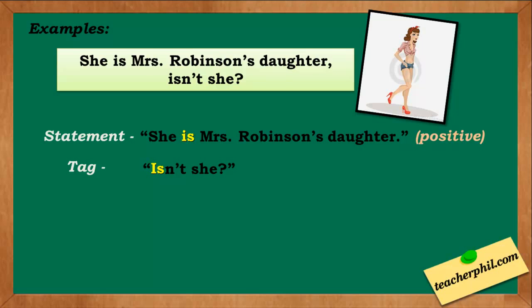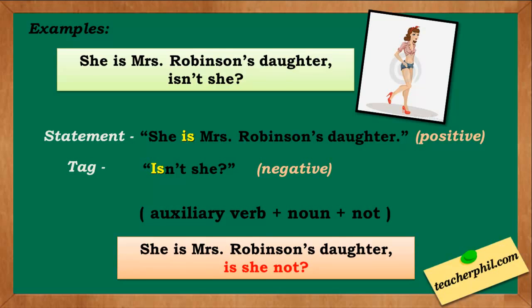Our statement is in the positive form. Therefore, we need to make a negative tag. We can also choose not to contract in the tag, like the isn't's case. But if we do this, the structure also changes. It will now become auxiliary verb plus noun plus not. Example, she is Mrs. Robinson's daughter. Is she not? If you've noticed, the auxiliary verb is comes first, followed by the noun she and not.